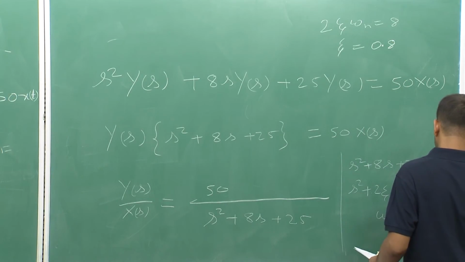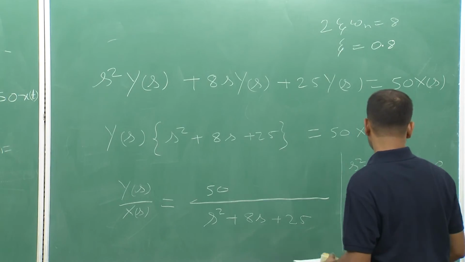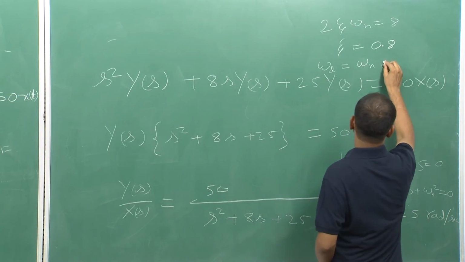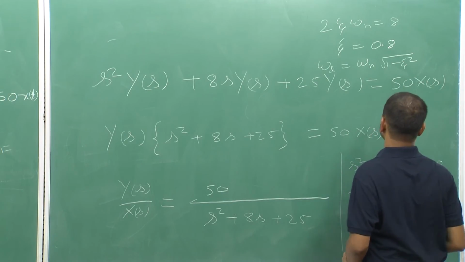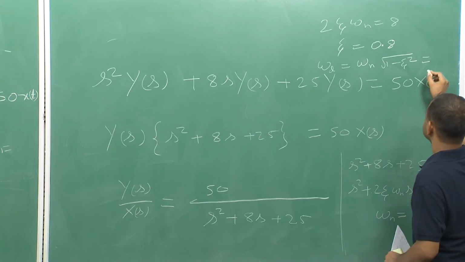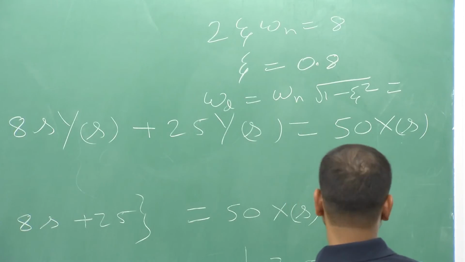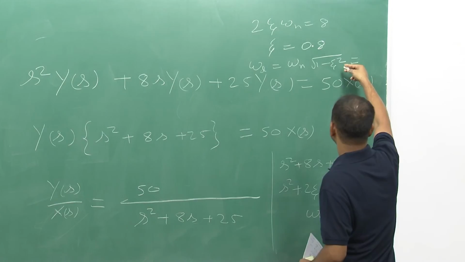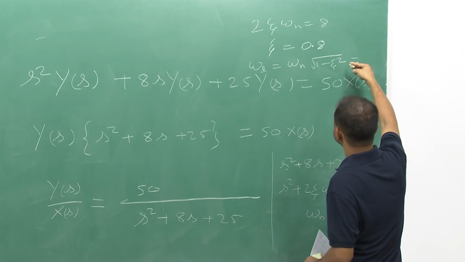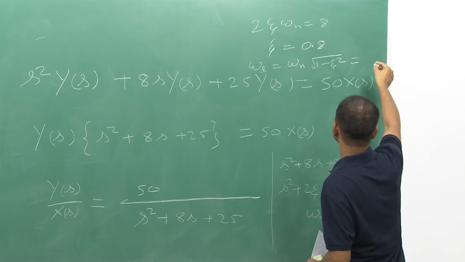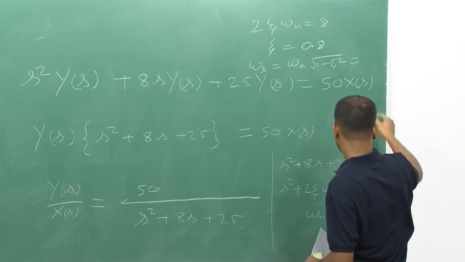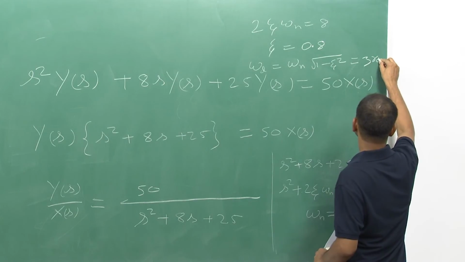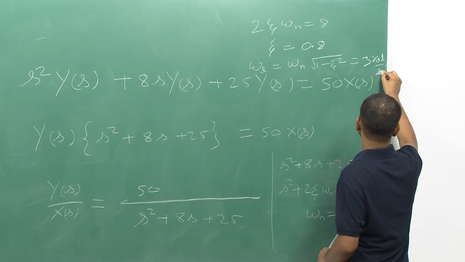and the omega d, we can write omega d is equal to omega n root over 1 minus zeta square, and from here, the omega n is 5 radian per second and root over 1 minus zeta square, zeta is 0.8. So, 1 minus 0.8 square is 0.64, 1 minus 0.64 is 0.36, so 0.6, and omega n is 5, then 5 into 0.6 will be 3 radian per second.